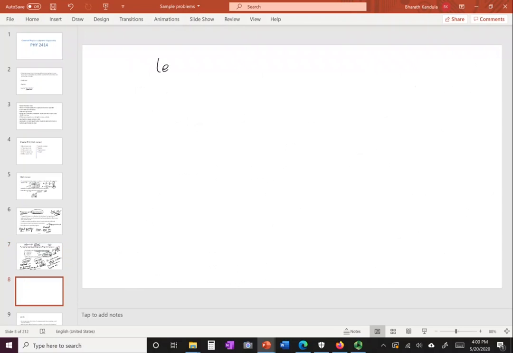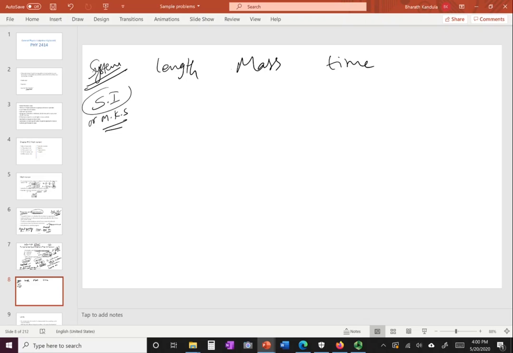We said three primary physical quantities, length, mass and time. So these are called primary physical quantities. There are many secondary quantities which can be derived using these primary quantities. So there are different systems using which you can express the units. For example, the first one is SI system, or this is also called MKS system. SI means international system, MKS which is meter, kilogram, second. So both are same.